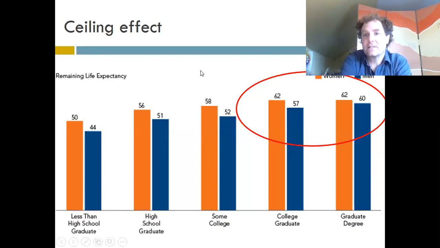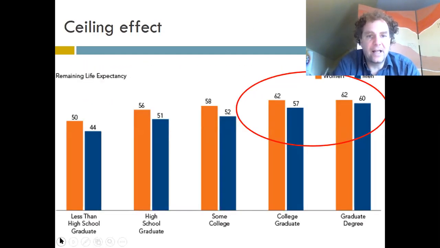However, what we also notice with that gradient effect is that there's also what's called a ceiling effect, meaning that at the very wealthy end, getting more money or being of a higher social class position doesn't really get you much more. For example, what's the difference between having a college degree and a graduate degree? Not much. Your life expectancy is going to be about the same. For women, it's still 62. For men, you earn about 3 years longer. So it kind of levels off at the upper end of the spectrum.